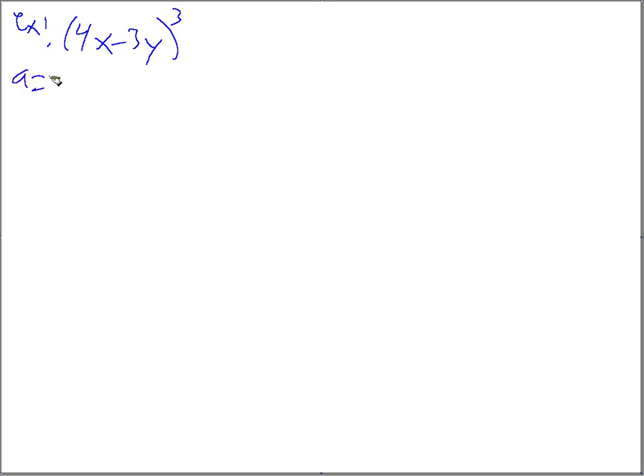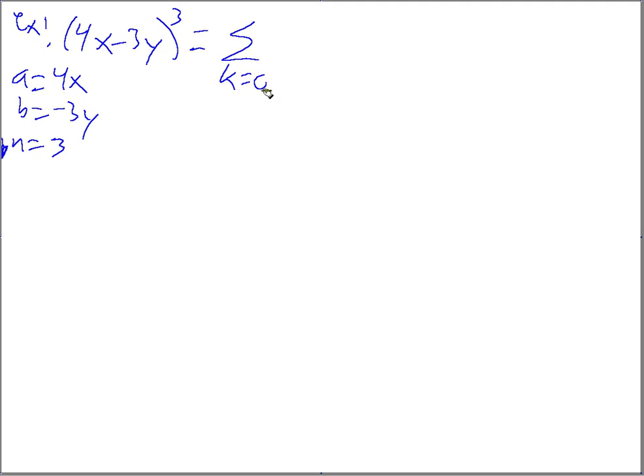First term is what? 4x. Second term, negative 3y, I should say, right? Because a plus b, the formula is based on a plus b, so b should be negative 3y. Be careful there, right? So don't say 3y, it should be negative 3y. All right, what's n? Sorry about that. N is what? 3. All right, so let's write down the sigma notation then.